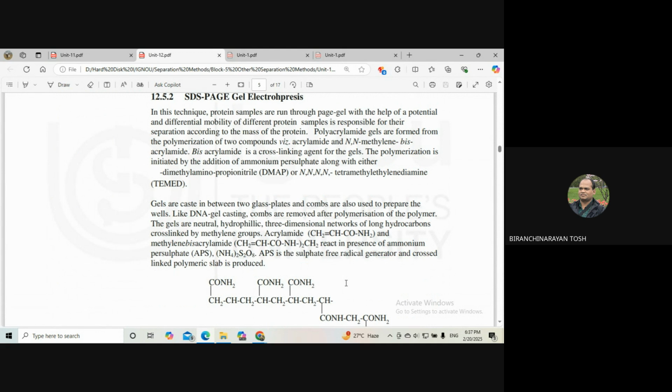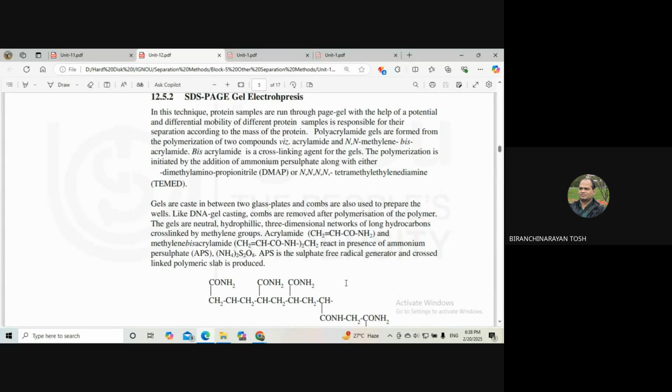Already we have discussed this, I think, yesterday. The polymerization is initiated by addition of ammonium persulfate along with either dimethylaminopropionitrile or N,N,N',N'-tetramethylethylenediamine (TEMED). Gels are cast in between two glass plates and combs are also used to prepare the wells. Like DNA gel casting, combs are removed after polymerization of the polymer.